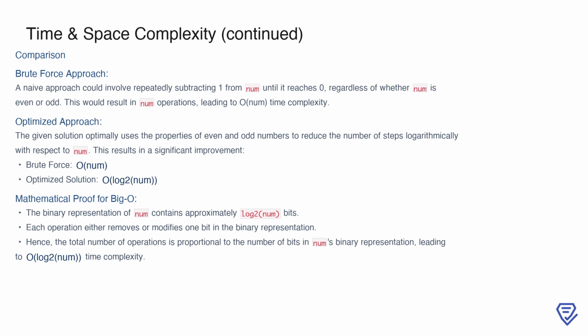By dividing even numbers and subtracting from odd numbers only when necessary, the number of steps becomes proportional to the number of bits in the binary representation of the number. This brings the time complexity down to O(log2 n). Mathematically, since each operation processes or modifies one bit in the binary representation, and there are approximately log2 n bits in total, the optimized approach achieves this logarithmic time complexity, which is a major improvement over the brute force method.